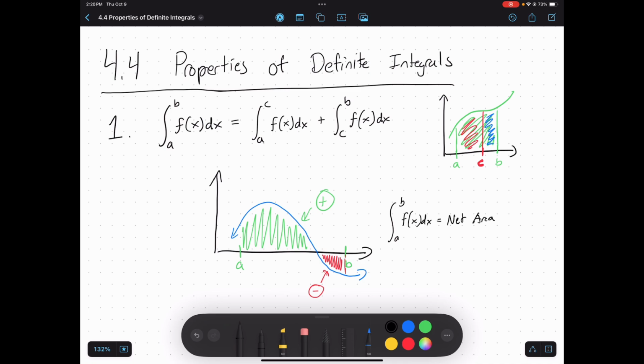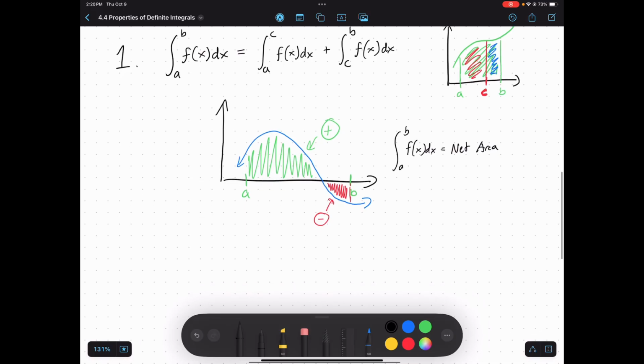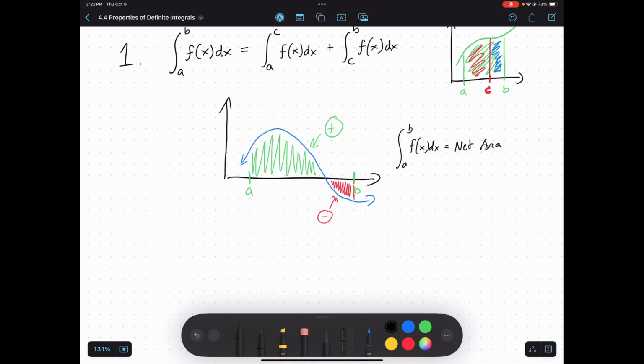And so if I just do the integral from a to b of this function, it'll give me the net area, meaning it'll count the negative area as negative and the positive area as positive, and combine them together and give you the balance. If there's more negative area, you'll end up with a negative value. If there's more positive area, you'll end up with a positive value. But what if I didn't want the net area or the balance of area? I want to just know my total area. What if I want this area to be counted as positive instead?